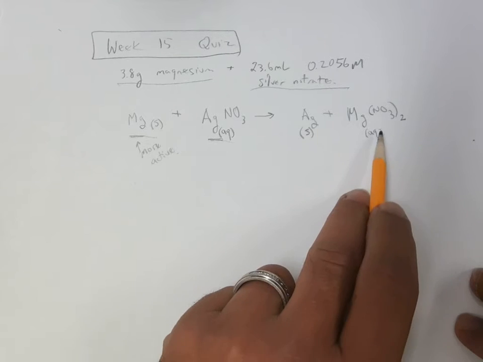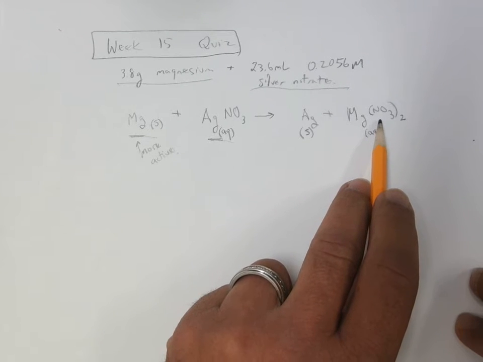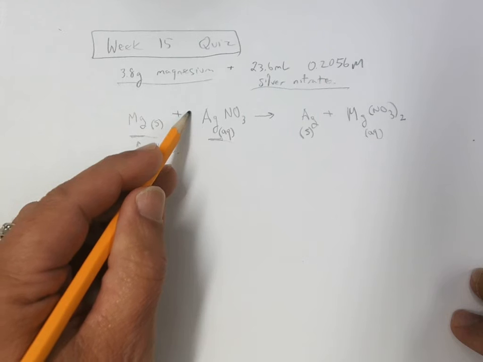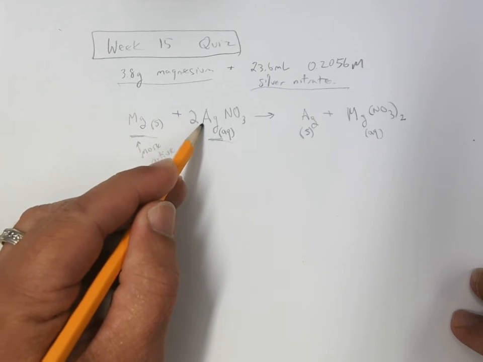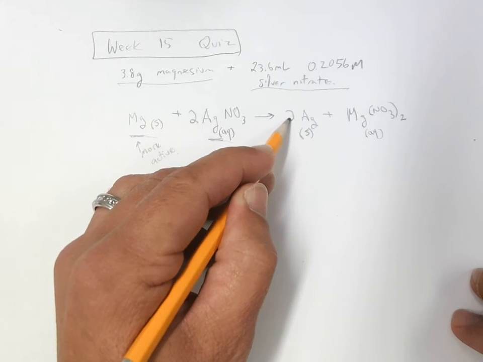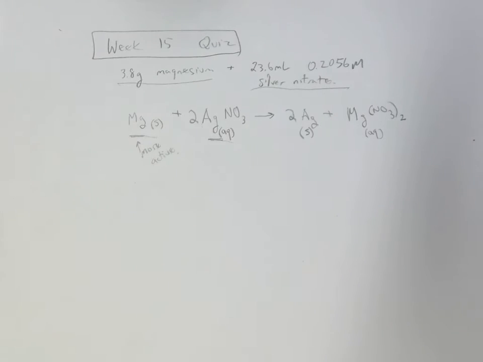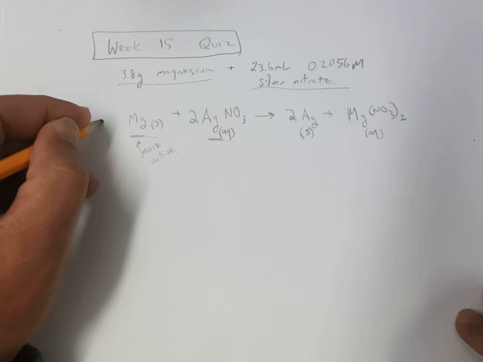Now I just have to balance. So I have nitrate on the right, two of them. I need two nitrates on the left. And then the two silvers, 2 moles of silver nitrate can give us 2 moles of silver metal. All right, so there's the balanced chemical equation.